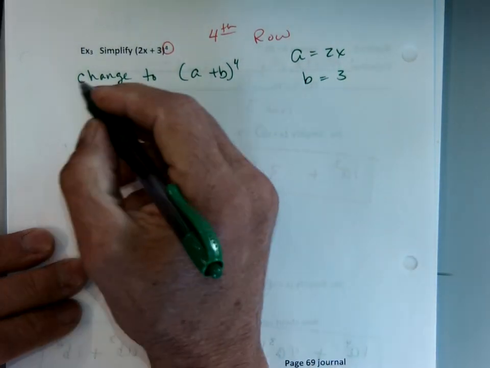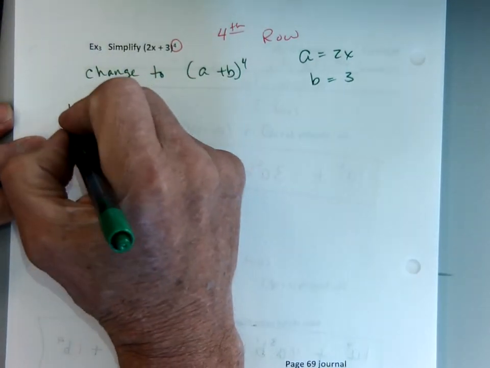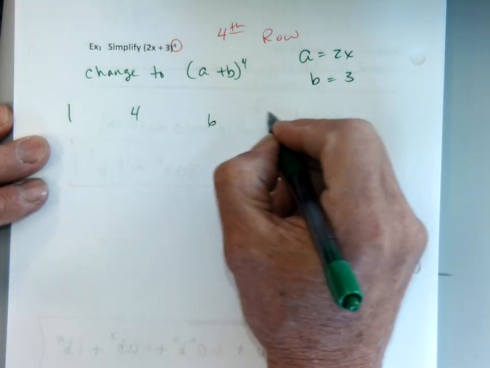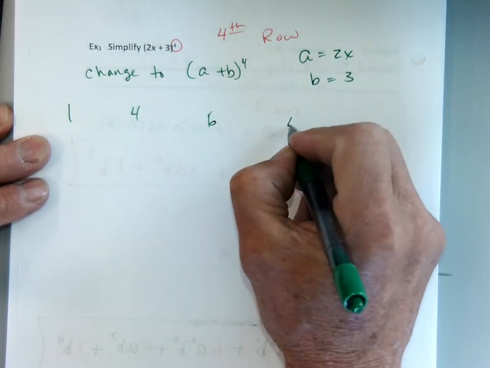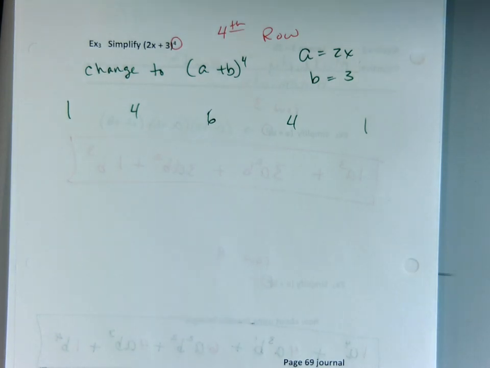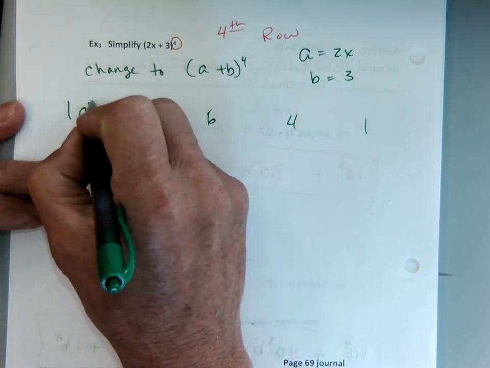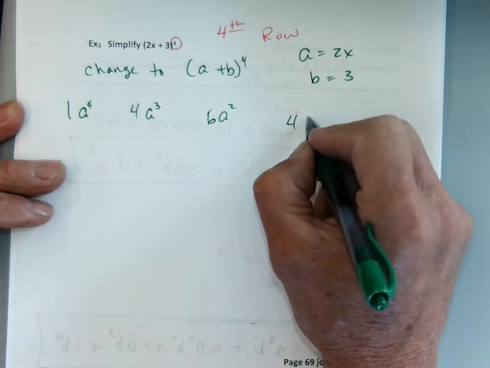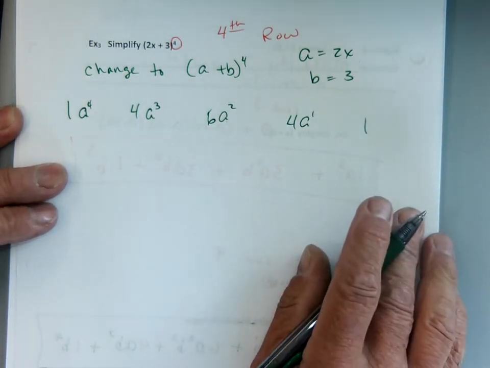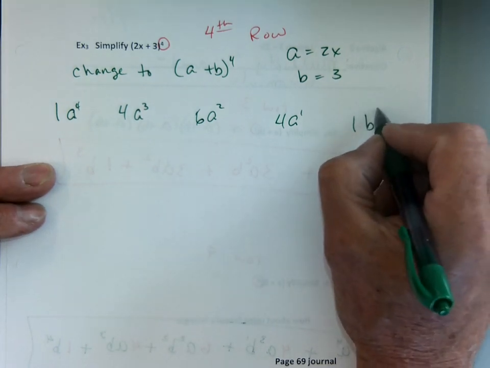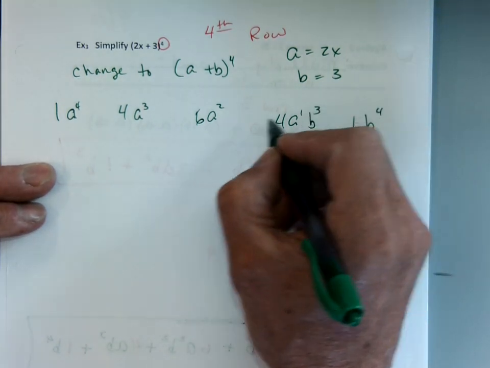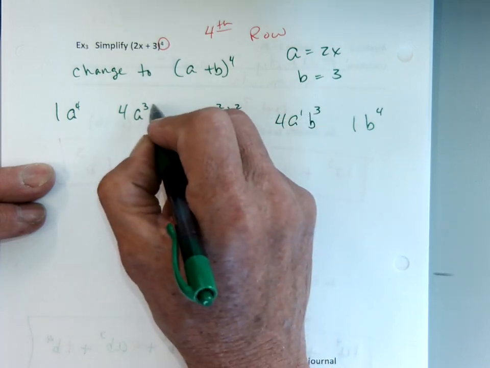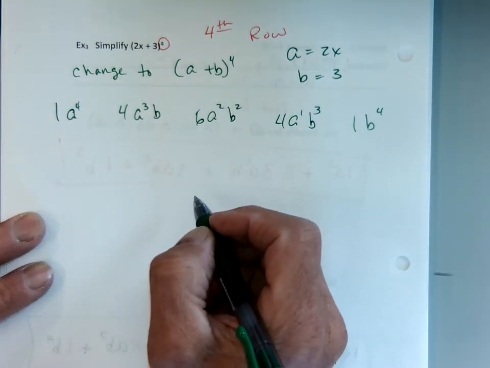So I'm just going, okay, I can do that. I'm going to go 1, 4, 6, 4, 1. And I'm going to put in the A's and B's, and then I'll change it to X's and 3's, okay? So I knew that was A4, A3, A2, A1, and no A's. And I'll go B4, B3, B2, B1, and no B's, right?